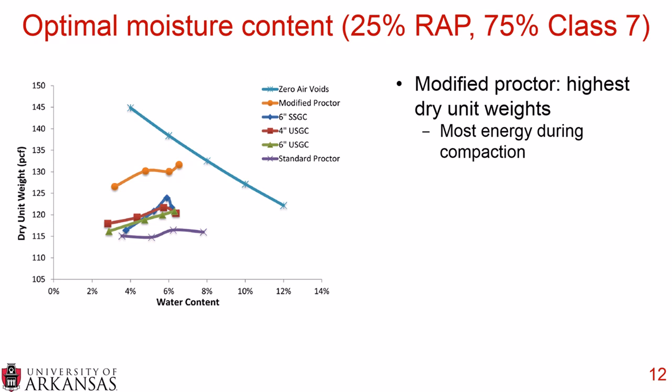would be an aggregate base. And in our case, it's a class 7 limestone aggregate base. So when you mix all that together, when you reclaim that, you have 25% RAP and 75% aggregate base.